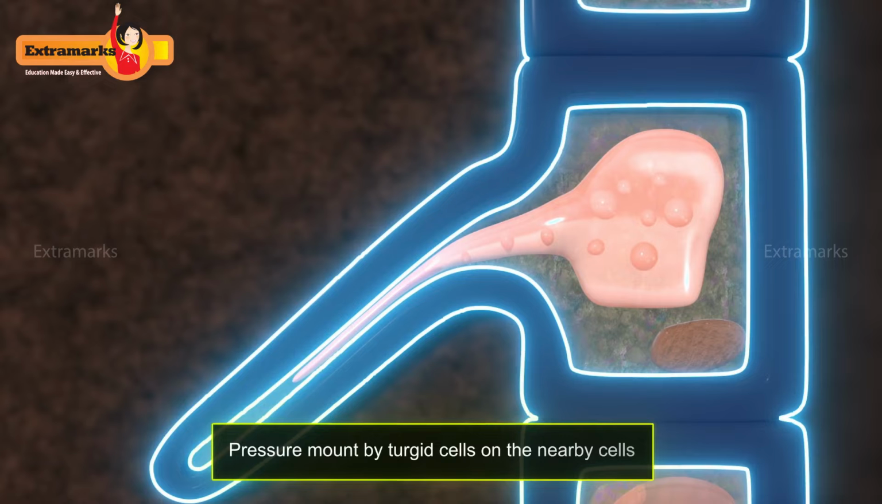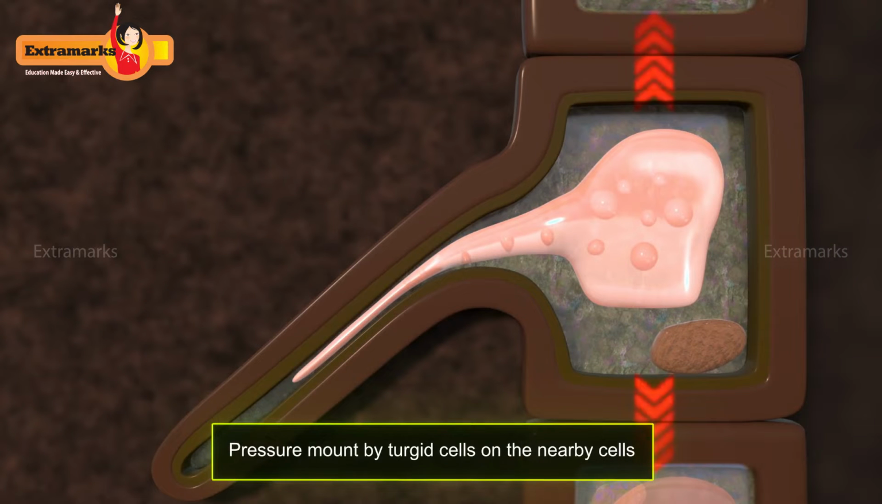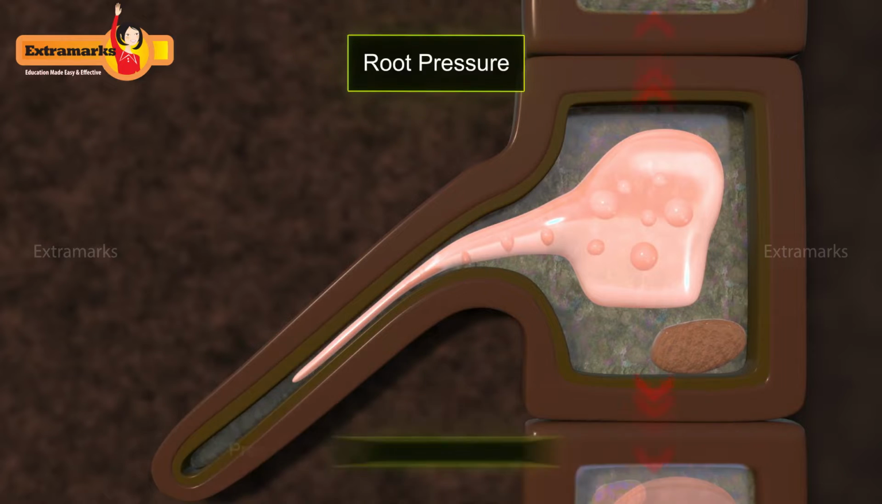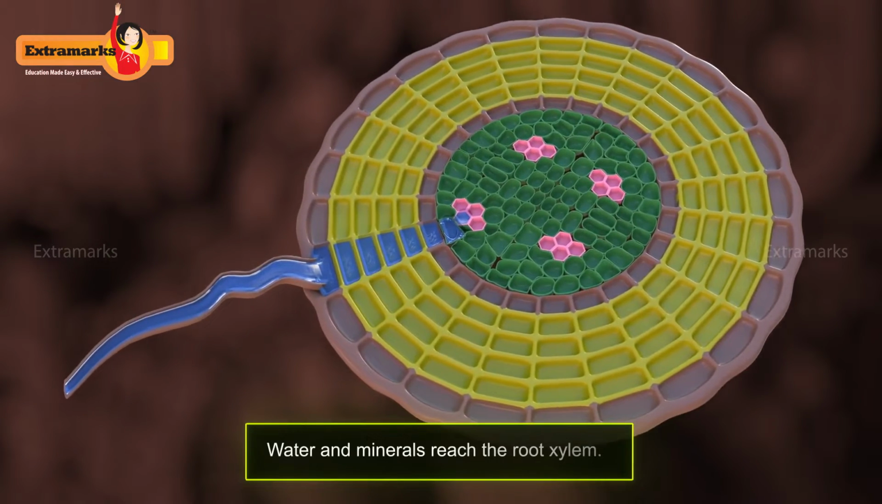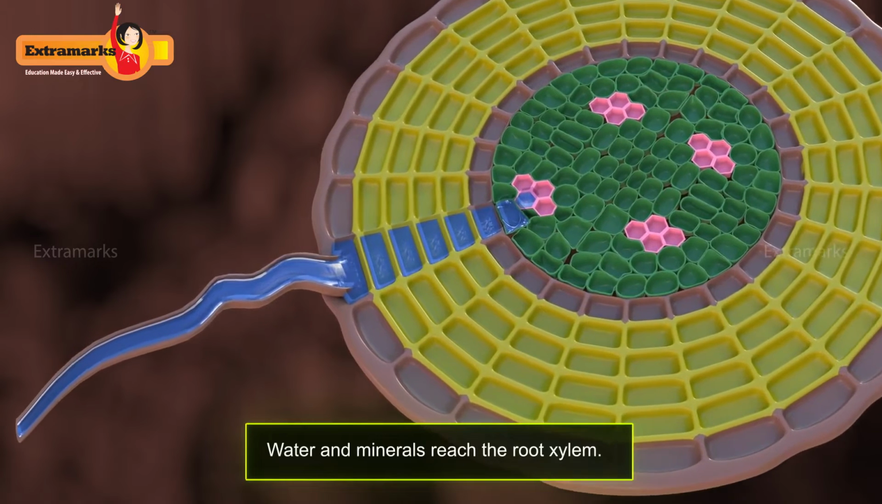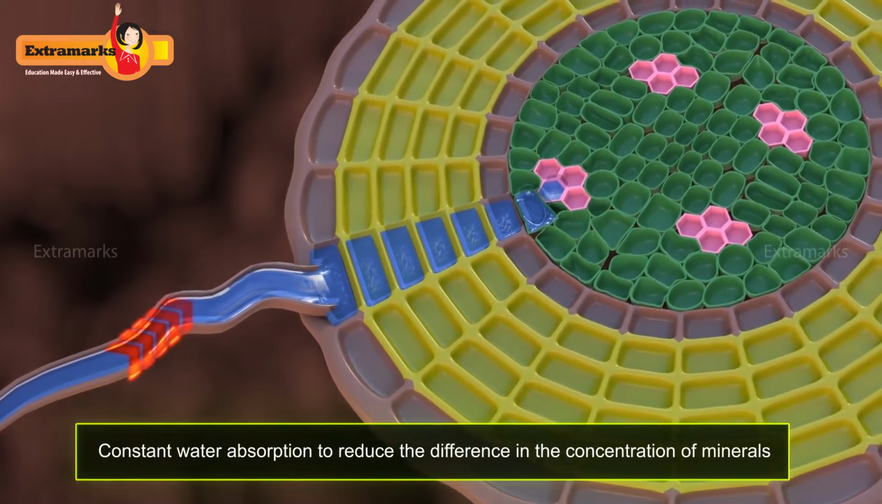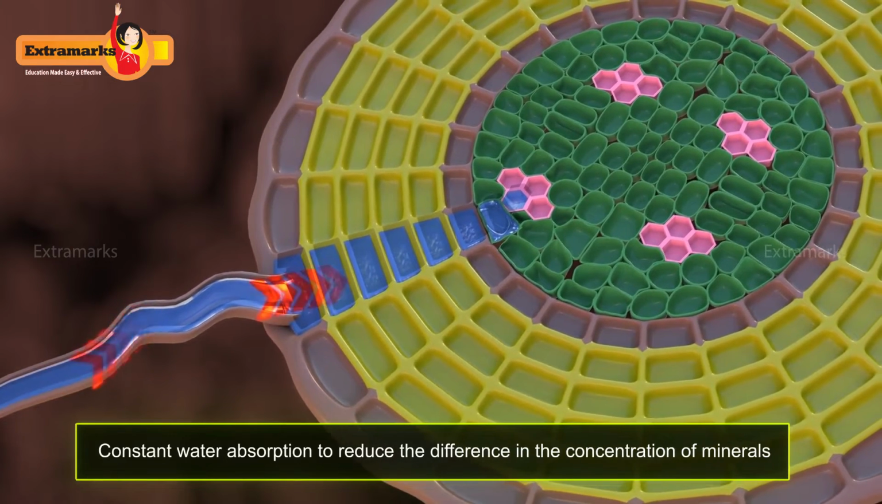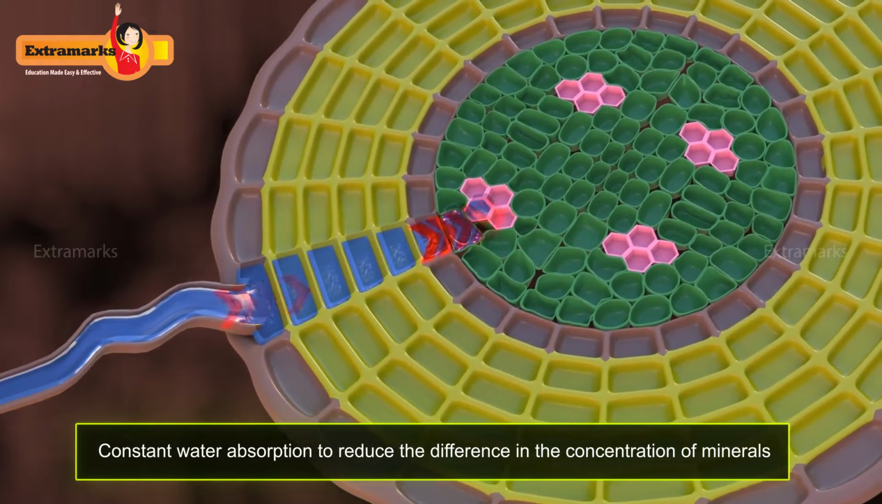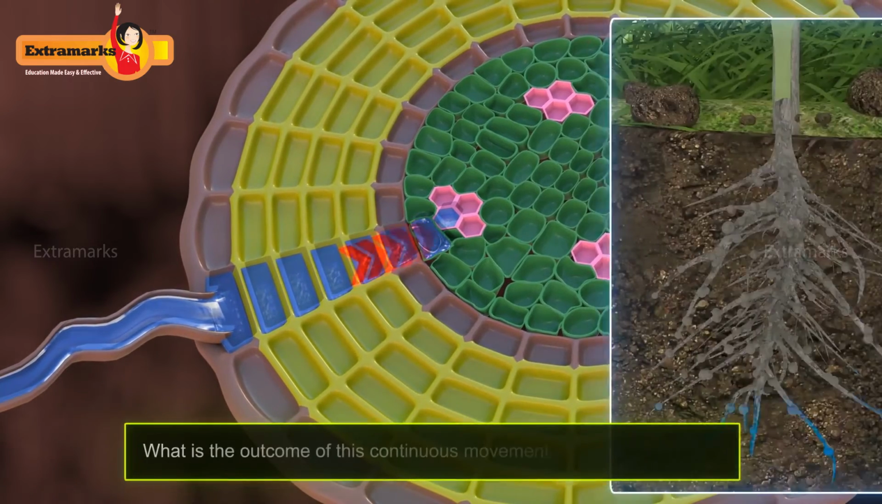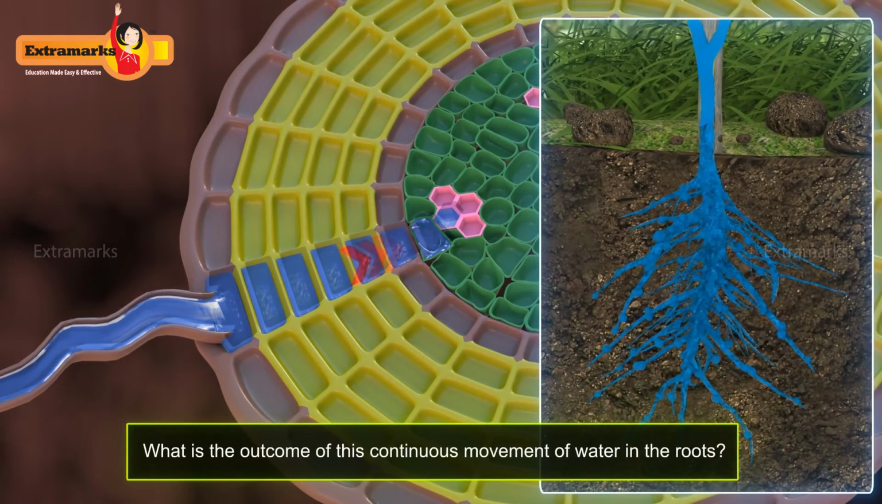These turgid cells mount a pressure on the nearby cells. This pressure is known as root pressure. Water and minerals reach the xylem of the roots as a result of the root pressure. Water is constantly being absorbed by the roots to reduce the difference in the concentration of minerals outside and inside the roots. Have you ever thought, what is the outcome of this continuous movement of water in the roots?